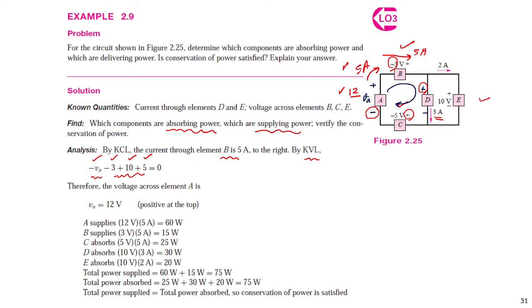B is also supplying power because the current flows out from the positive terminal. How about D? D and C are absorbing power. C is also absorbing power because the current flows here 3 amp and 2 amp, and current flows to element C. This is 5 amp also.